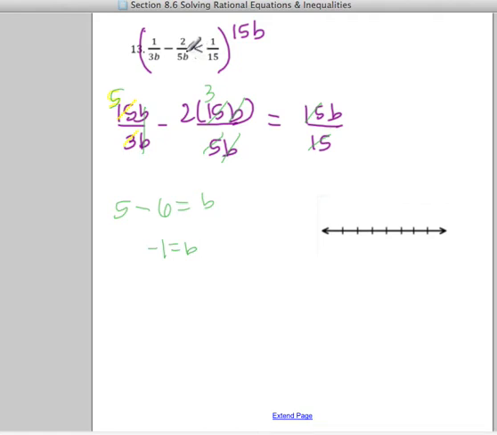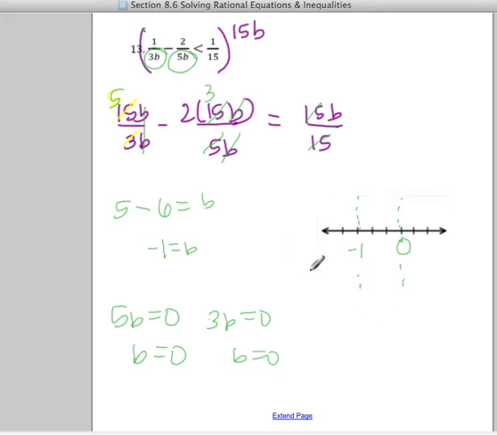Then I figure out what else I need to include or exclude. So 5b equals 0. If I solve that, what will make it 0? Well, if b is equal to 0. So that's my other restriction. Same thing here, b equals 0. So now on here, I have 0 and negative 1. Those are like my little markers.